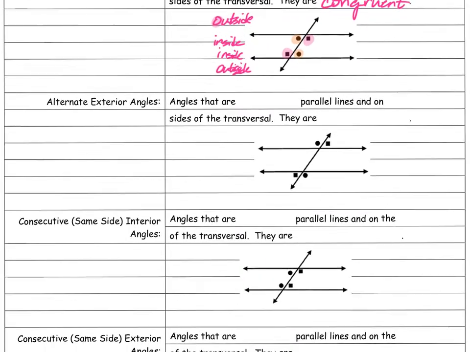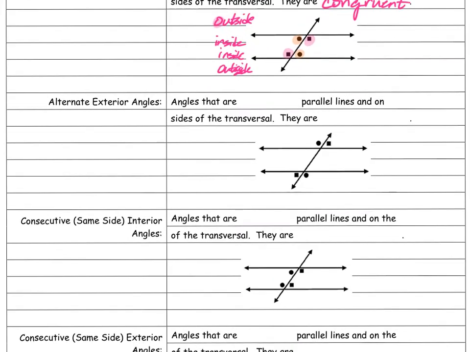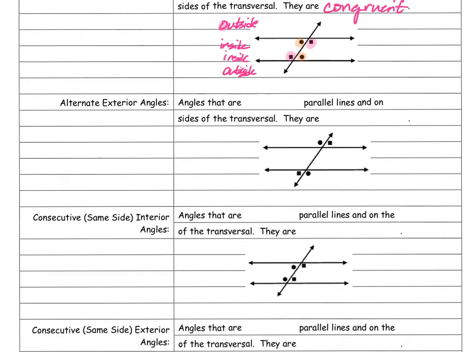It's called alternate exterior angles. And they're angles that are outside parallel lines and on opposite sides of the transversal, and they are congruent. Remember, congruent means that the angles are equal. They're the same measure, okay?